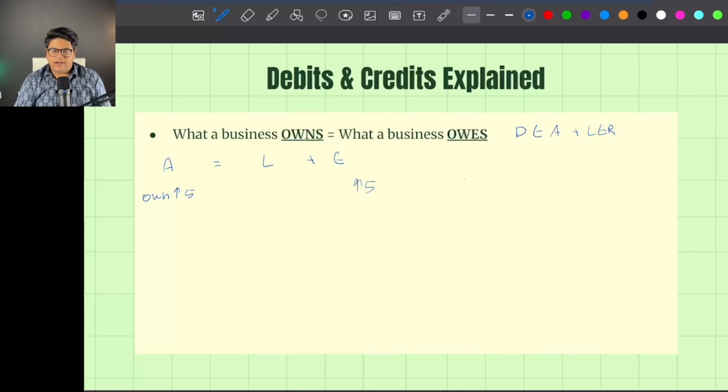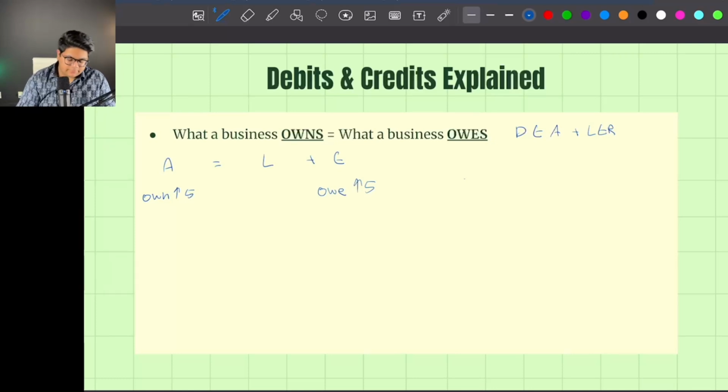My equity went up by $5. However, that equity, the business does not own. I own it. So if I own the equity, the business owes the equity to me. So when you look at your equity, it goes up by $5 in what the business owes to me. So basically, whatever you own went up by $5, but whatever you owe went up by $5 as well.